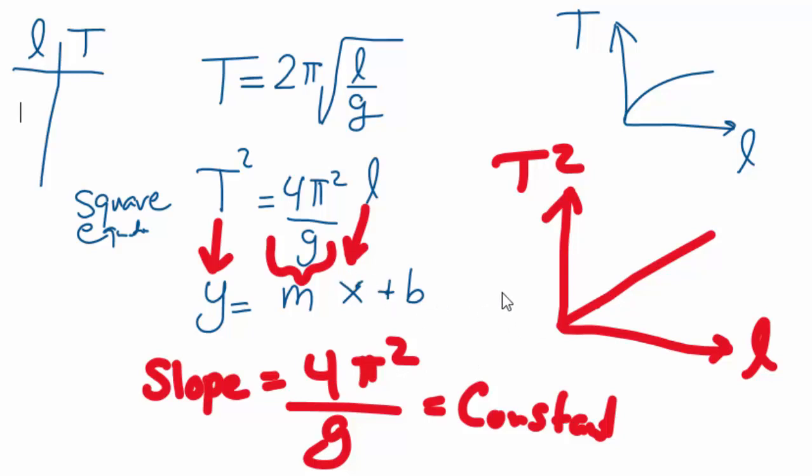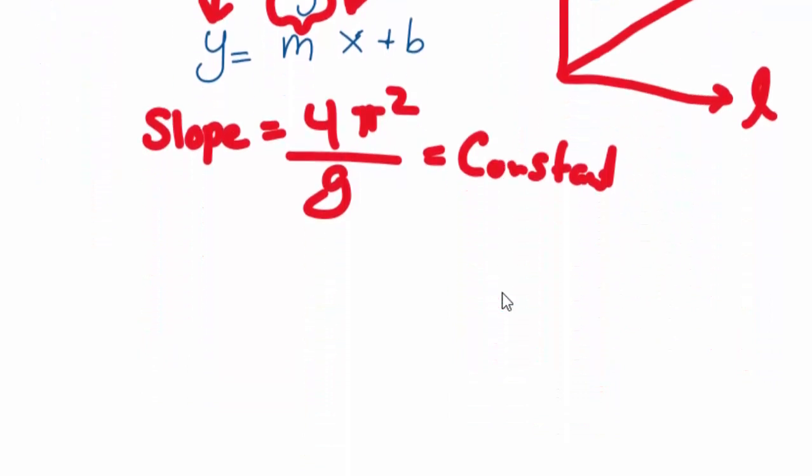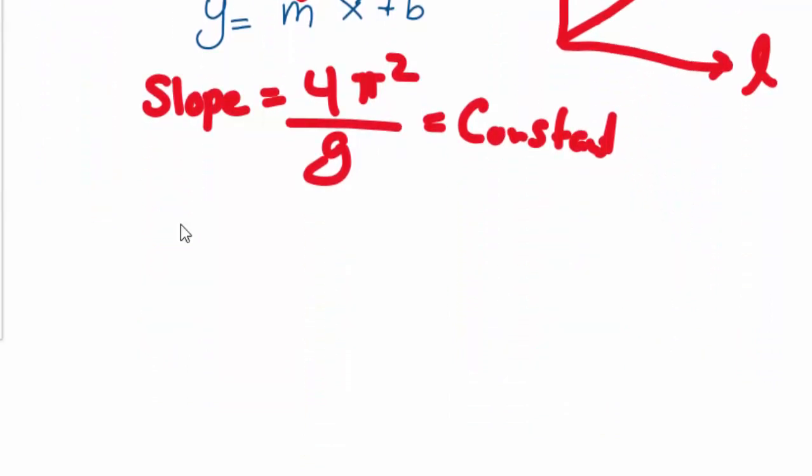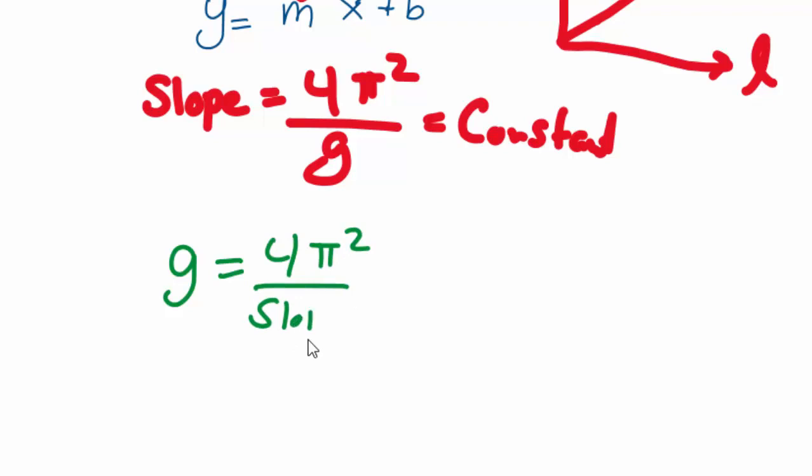Since the slope is 4 pi squared over g, we can rearrange this equation to solve for g. If we rearrange the equation, you multiply both sides of the equation by g, and then you multiply both sides of the equation by 1 over the slope. This will give you g equals 4 pi squared over the slope. So we can calculate g from the slope.